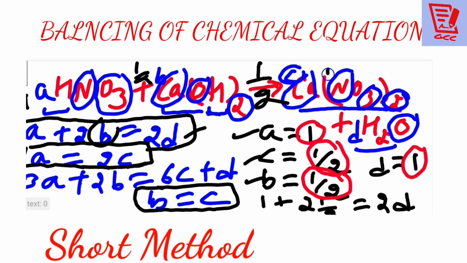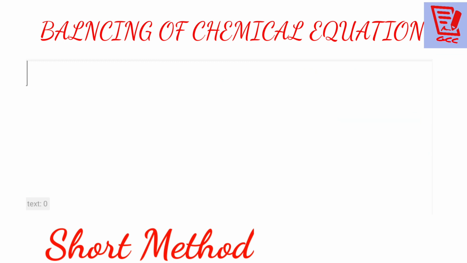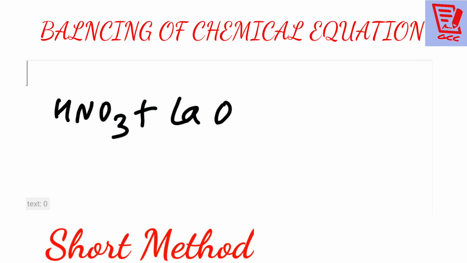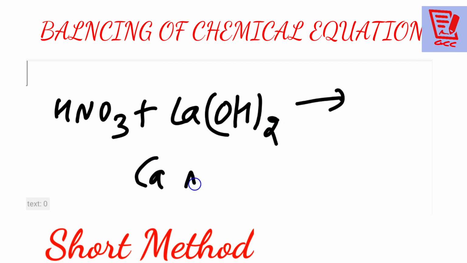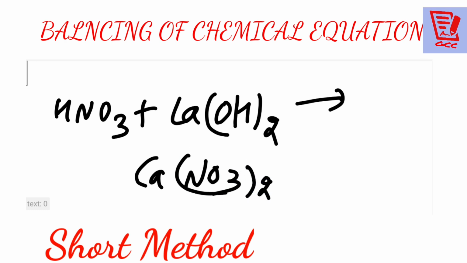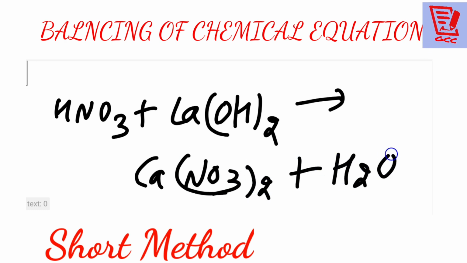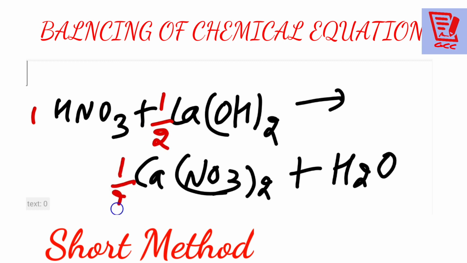Okay, so I am writing this equation again on the other side. What we have written there? HNO3 plus Ca(OH)2, arrow, Ca(NO3)2 plus H2O. So the values we have written there, we can write here again. Here it is 1, here it is 1 by 2, C is 1 by 2, and D is equal to 1. Now you can see this equation is balanced already.